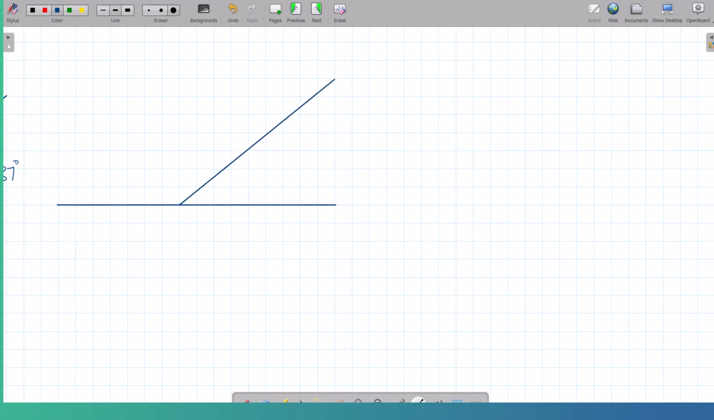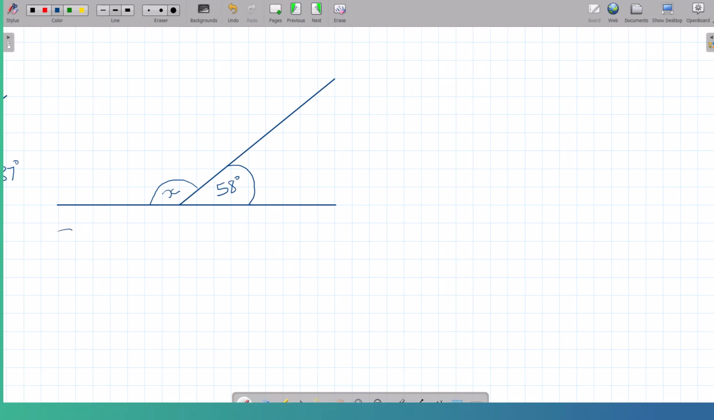Are we together? And then the teacher can say this angle is 58 degrees. Then they can put x here. They can say, find the value of angle x. Are we together, guys? Now, as you can see, this one is a straight line.